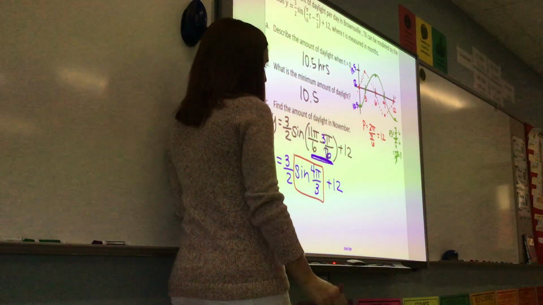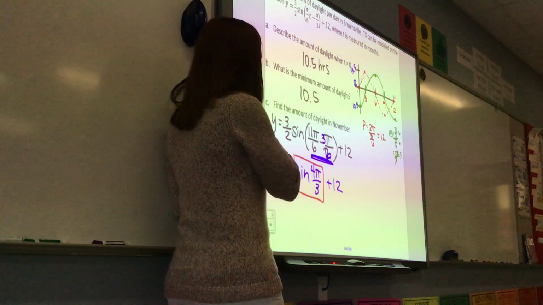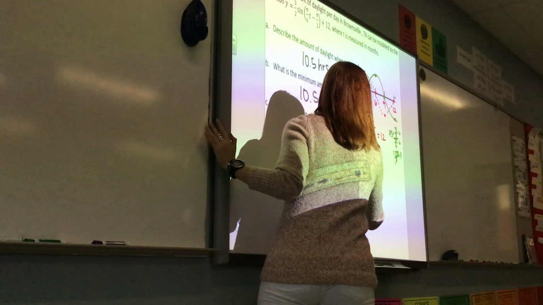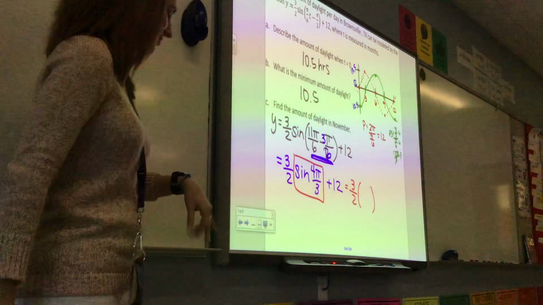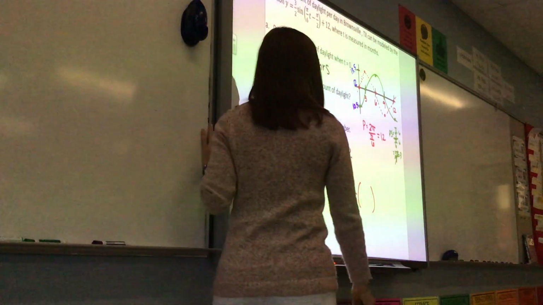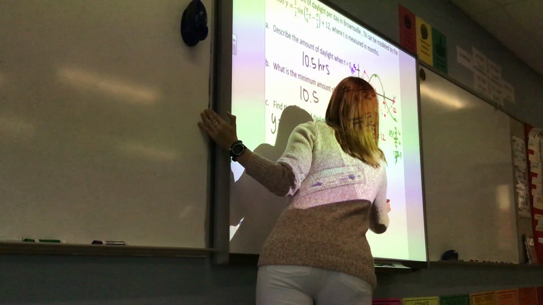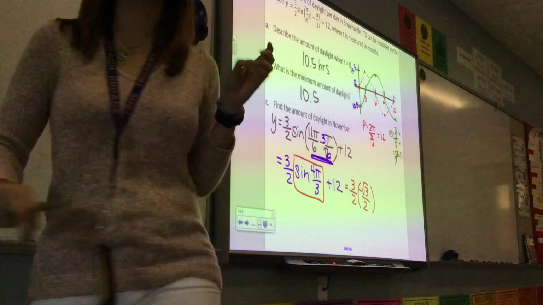That is a 60-degree reference in what quadrant? 3. What is the sine of a 60-degree angle? Opposite of the 60 is? Square root of 3. Hypotenuse is? 2, and it's negative because it's in quadrant 3.